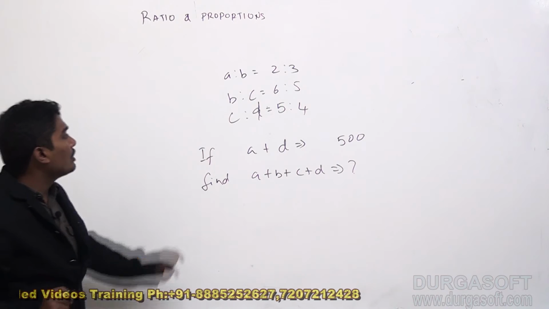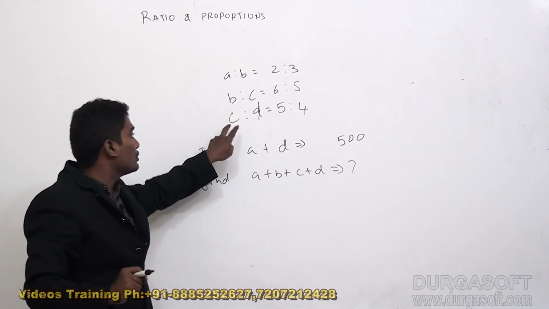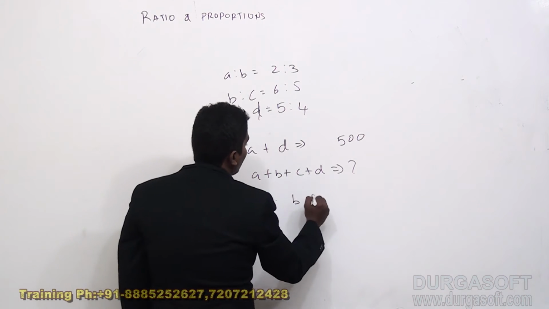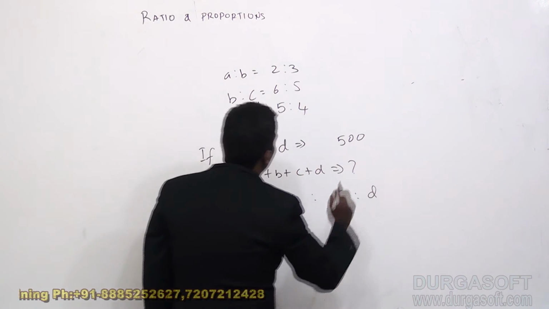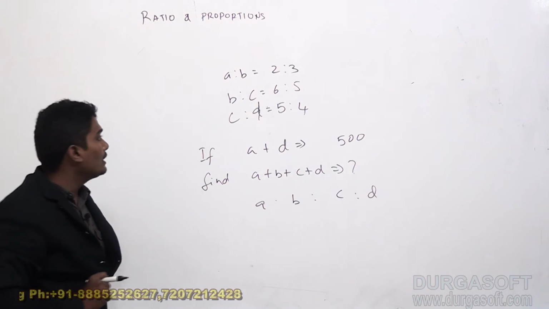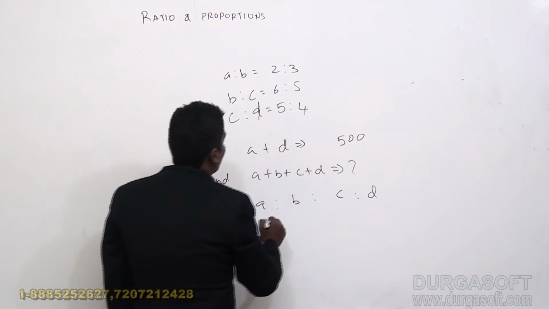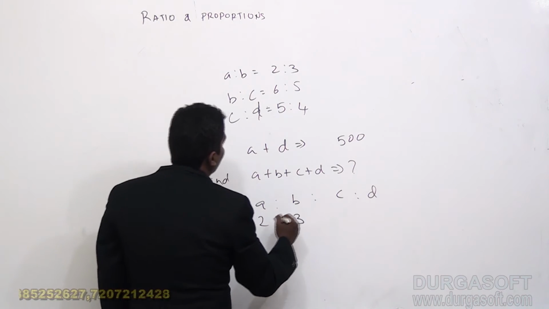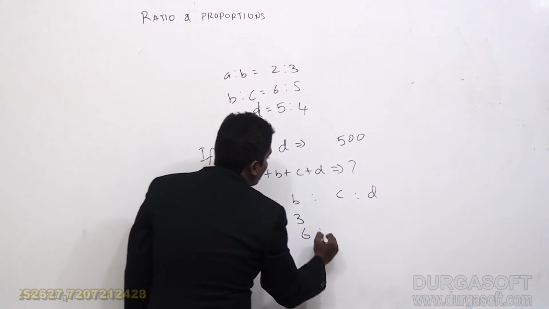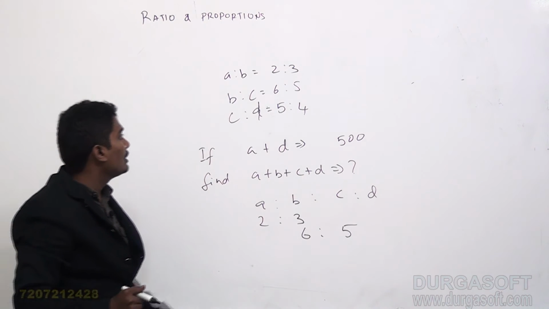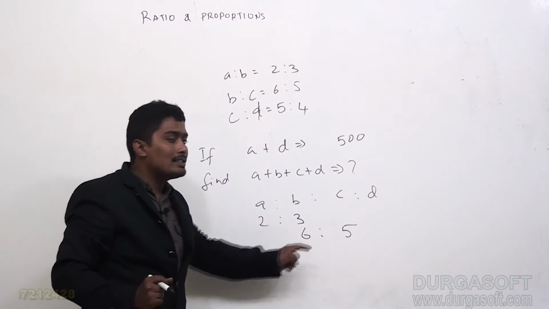So last time we saw a similar problem with only 3 unknowns, but here there are 4 unknowns: a, b, c, d. Now I know the ratio of a is to b, which is 2 is to 3. B is to c ratio is 6 is to 5.